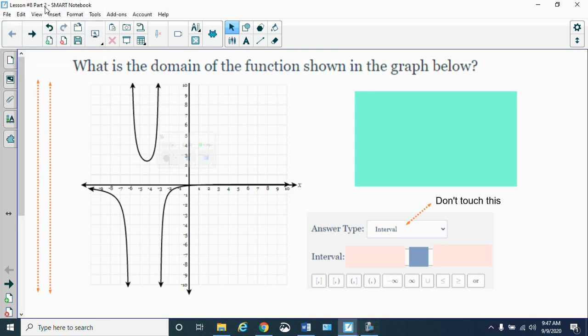Okay, lesson 8, part 2, here we go. There was some confusion on these parts of the Delta Math assignment, which I totally get because they were not part of the video. So here we go. What are we going to do when we see a graph like this on Delta Math?